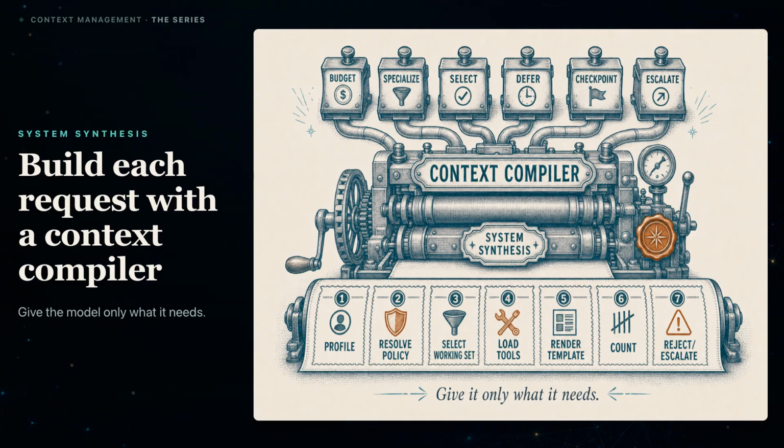Now we can put the policy into one component, a context compiler. This is our system design term, not the name of a published architecture. For each request, the compiler reads controlled sources, resolves the current policy and task state, selects a complete evidence set, and loads only authorized tools. It then applies the model's required chat format, counts the full packet, reserves space for the answer, and rejects or escalates any request that cannot fit safely.